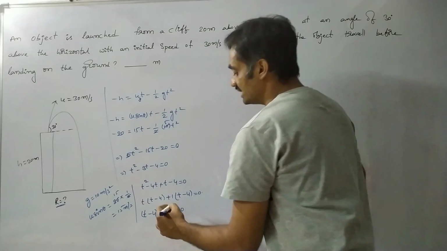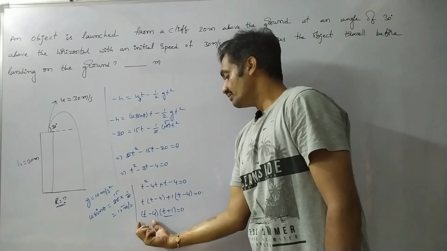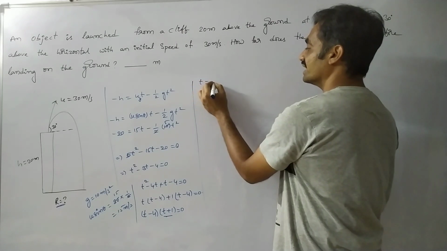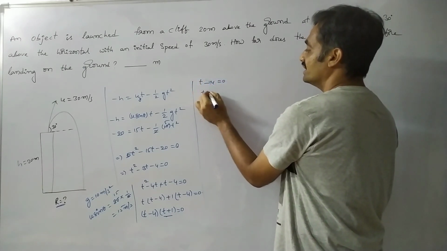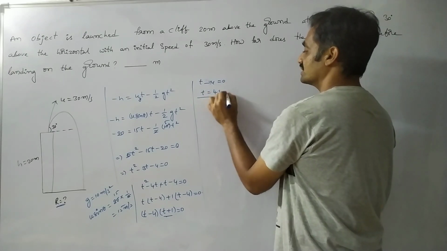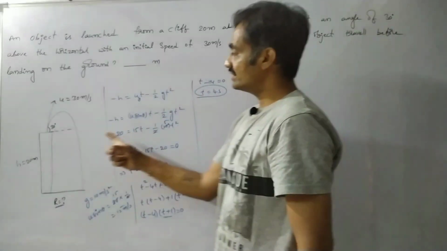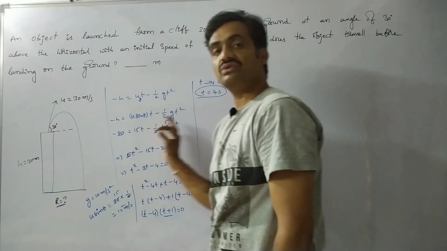We know that time will never be negative, so we consider this. From this equation we can write t − 4 = 0. Then we get t = 4 seconds. So the time of flight for this projection is 4 seconds.